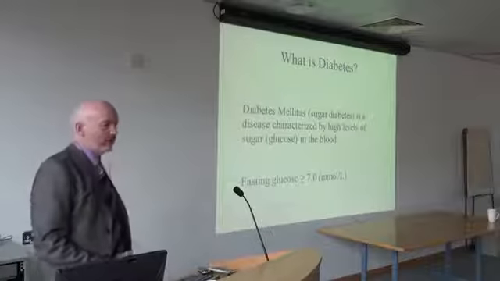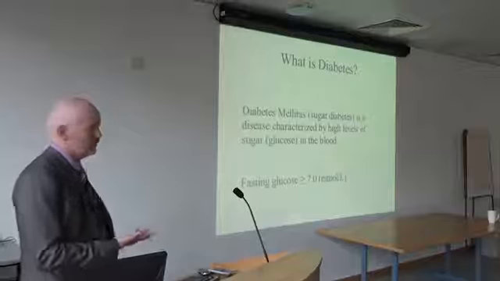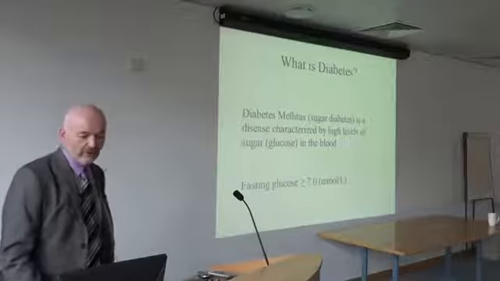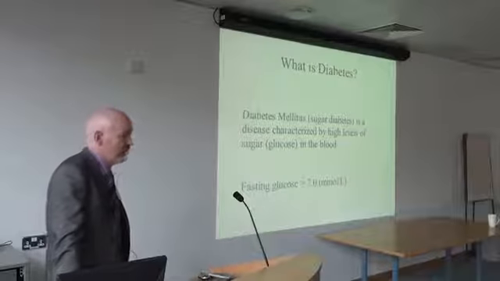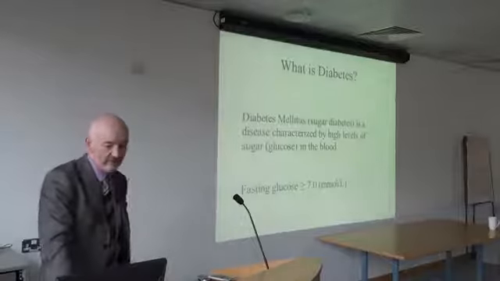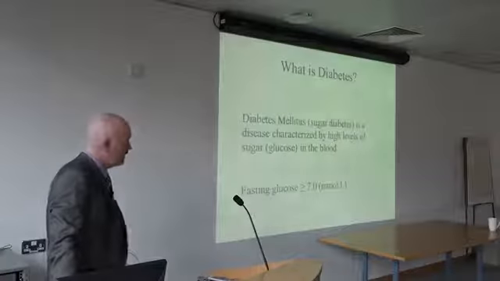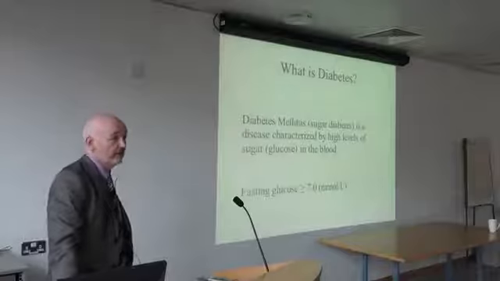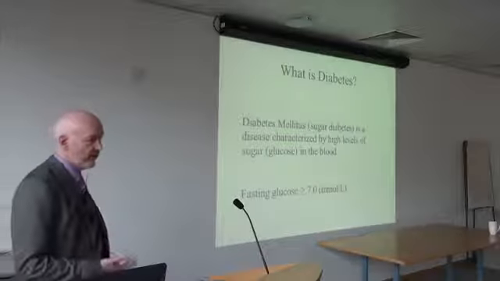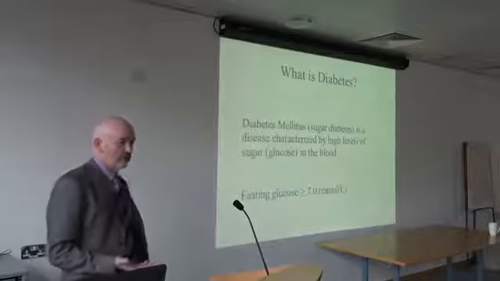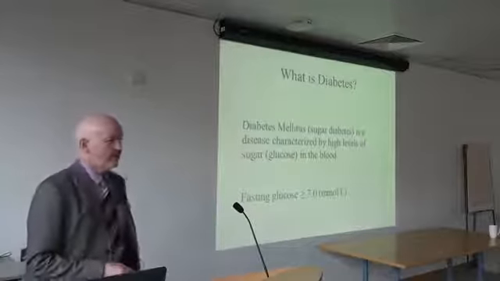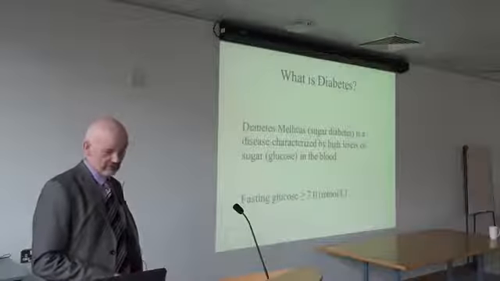So if you ask me what is diabetes, this is a definition that we would use when we're teaching our medical students. So diabetes mellitus, and by that we mean sugar diabetes, because there is another type of diabetes which we call water diabetes, nothing to do with the blood sugar whatsoever. So it's a disease characterized by high levels of sugar or glucose in the blood. And if you were to ask what a normal glucose is, if you fast overnight from midnight the night before and go to your GP at 8 or 9 in the morning, your fasting glucose should be less than 7 to ensure that you don't have diabetes.